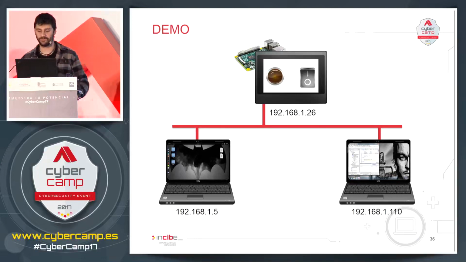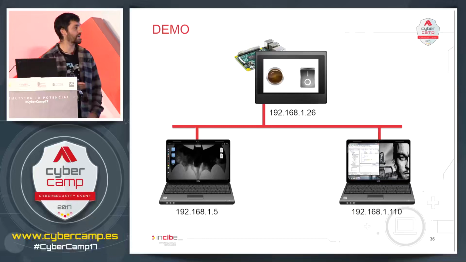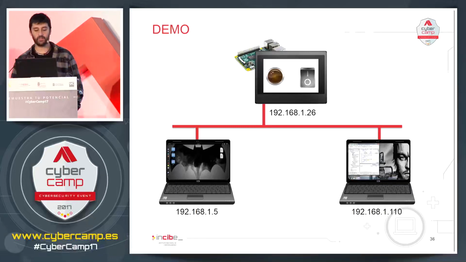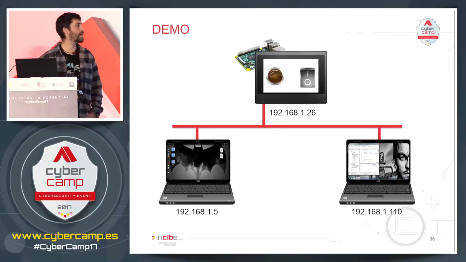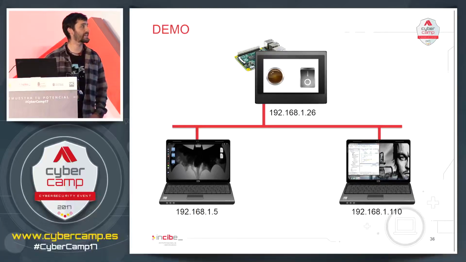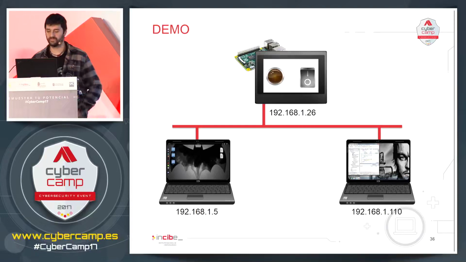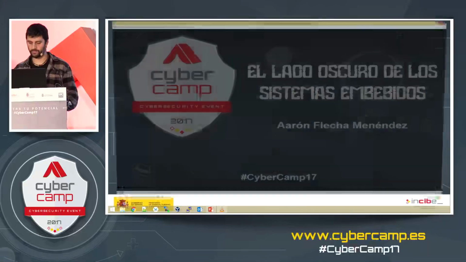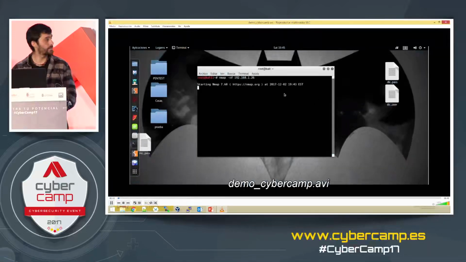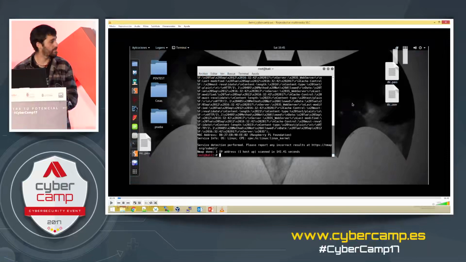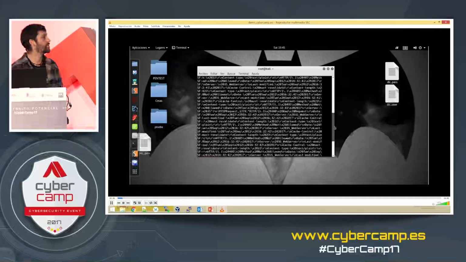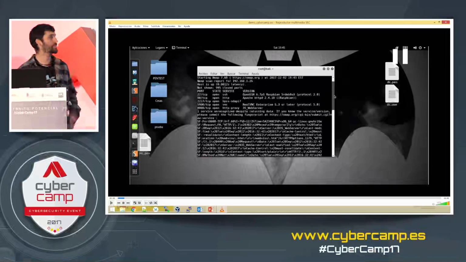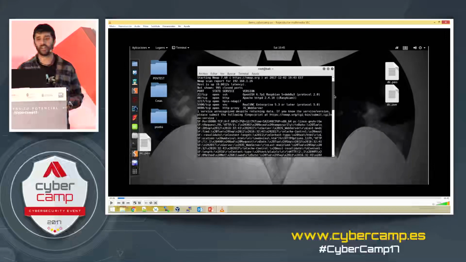So this is the demo. Well, this looks a bit lame, but this is the best we could get. So the 185 is the attacker, the 110 is the operator, and the 126 is the HMI I designed for this occasion. So we're going to play a video with several attacks. I'm going to make short breaks in order to explain what's going on.